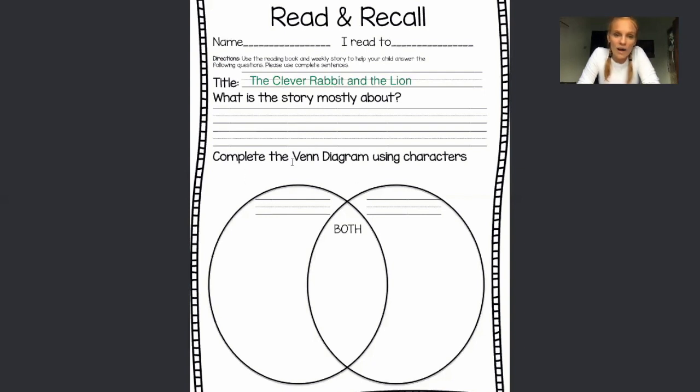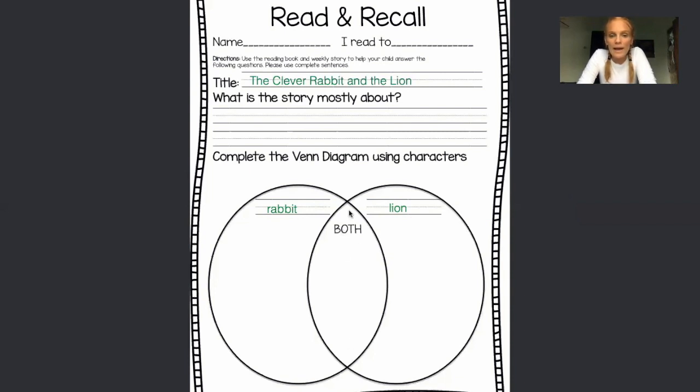All right, let's move on to the Venn diagram. This is where we're going to be comparing. Compare means same, in the middle where it says both. And contrast means different, on the outside circles. All right, so on this line on the left side, we're going to write the first character, which is the rabbit. So let's get our pencils and write rabbit. On the right side, we're going to write the second main character, and that was the lion. So we're just going to write lion on the other side.